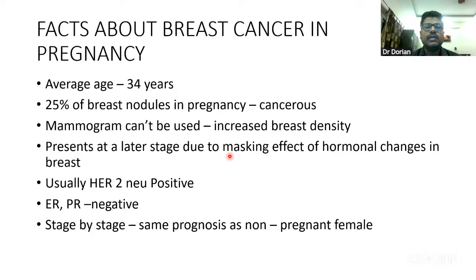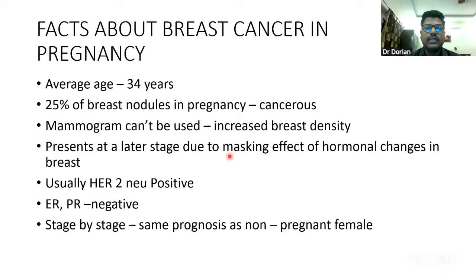Average age of the patient with breast cancer in pregnancy is 34. In all pregnancies, 25% of breast nodules diagnosed during pregnancy will be cancerous. In pregnancy, there will be increased breast density. Therefore, mammogram cannot be used. The breast cancer in pregnancy presents at a later stage due to the masking effects of the hormonal changes. Usually, there will be breast hypertrophy due to estrogen-induced changes in the breast. So, the effects of cancer will be masked.